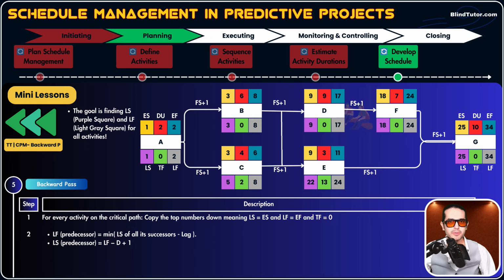Guys, we filled up all of these colorful squares. These colors are put by me. You wouldn't get colors like this in your PMP exam. These are just for teaching you easily. But now we know the concepts of early start, duration, early finish, latest start, total float, and late finish.